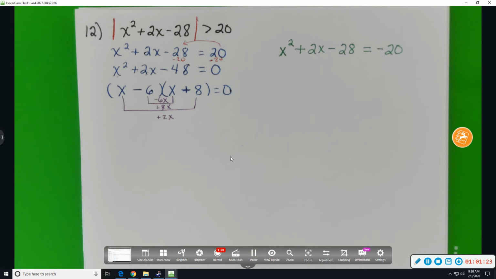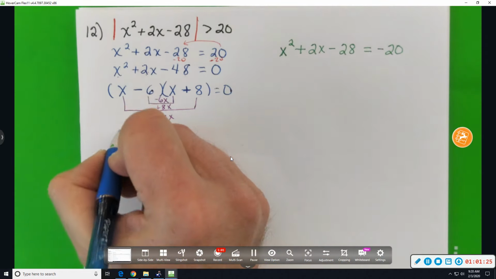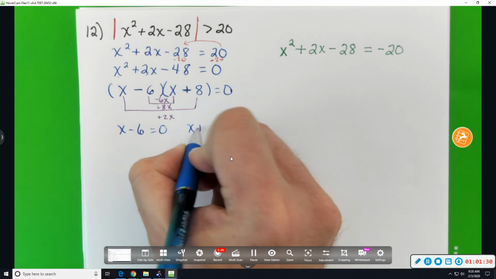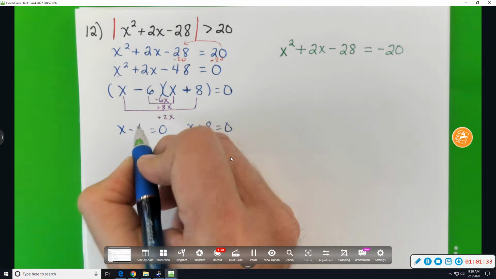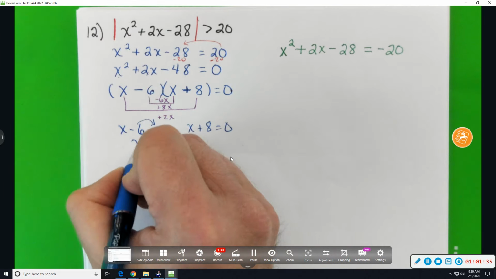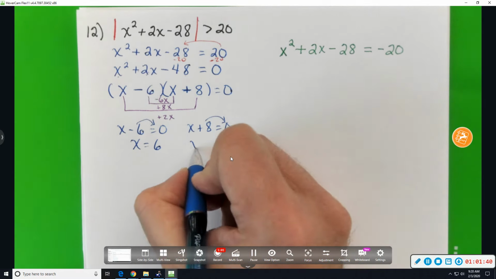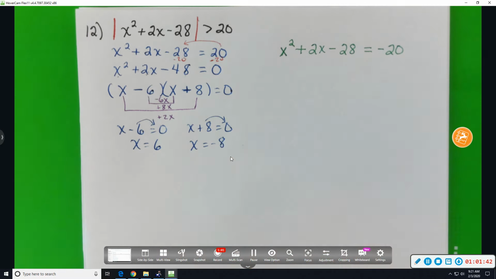Now, set each factor to 0. Don't panic. So I'll move the 6. So I'll get a positive 6 and a negative 8. Positive 6 and a negative 8. Are y'all caught up with me? Are there any questions?